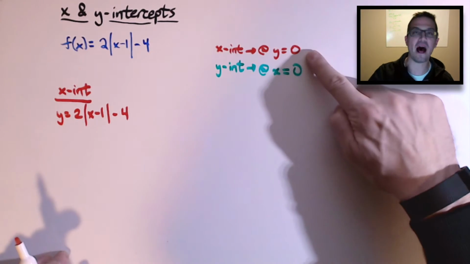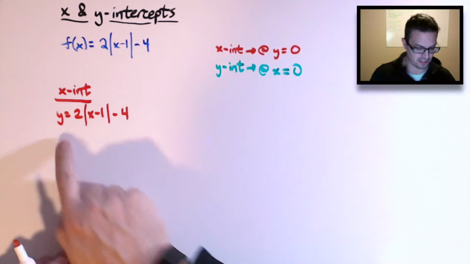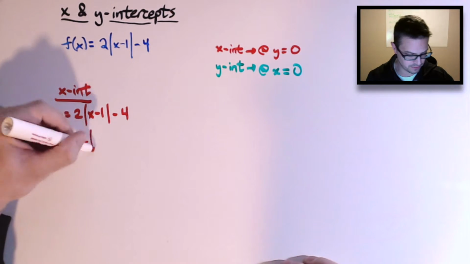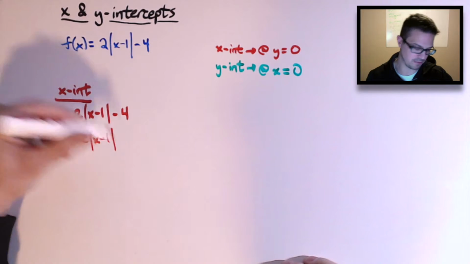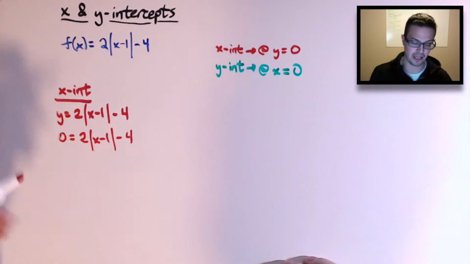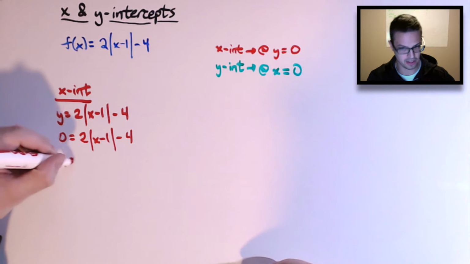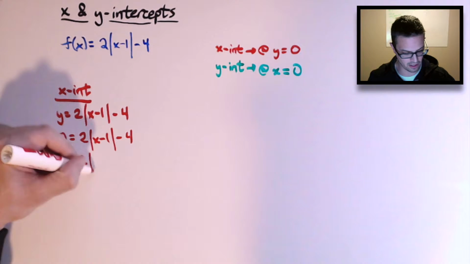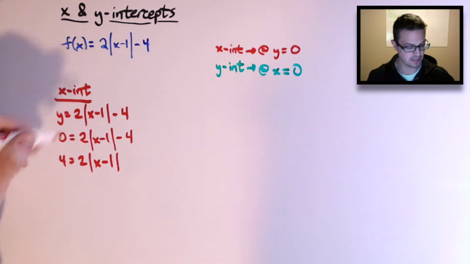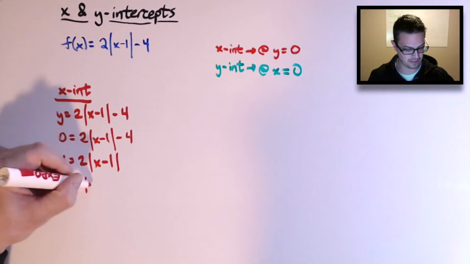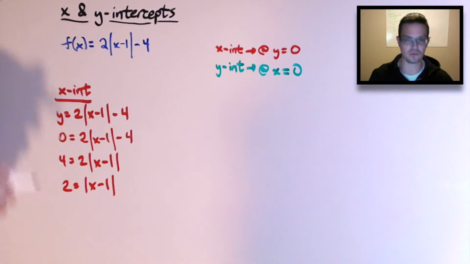If you remember, y is equal to 0, so I'm going to substitute that 0 in for y right here. And you'll have 0 equals 2 times the absolute value of x minus 1, minus 4. I'm going to get rid of this 4 first, so I'm going to add it to the other side. So it's going to be 4 is equal to 2 times the quantity of the absolute value of x minus 1. Divide both sides by 2, so it gets rid of that, and you end up having the absolute value of x minus 1 is equal to 2.